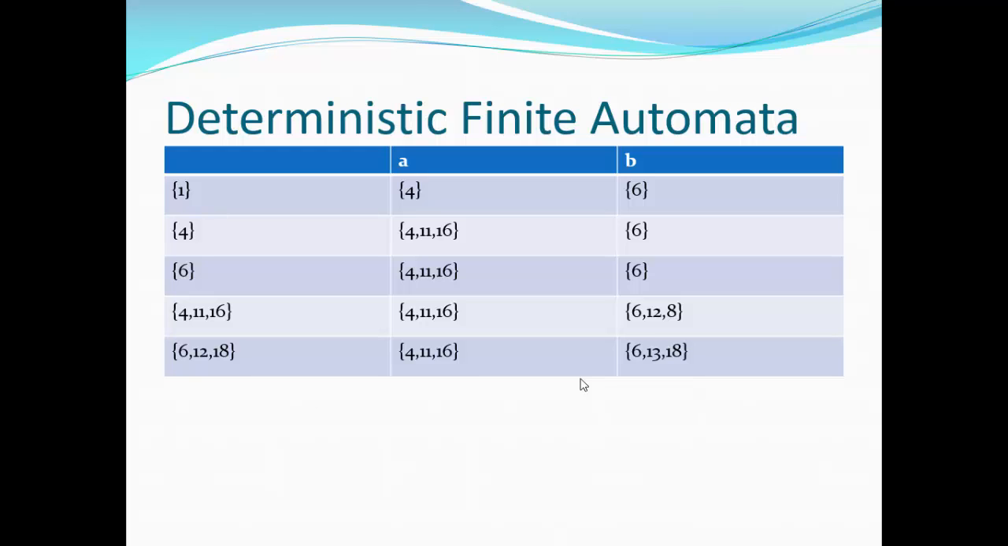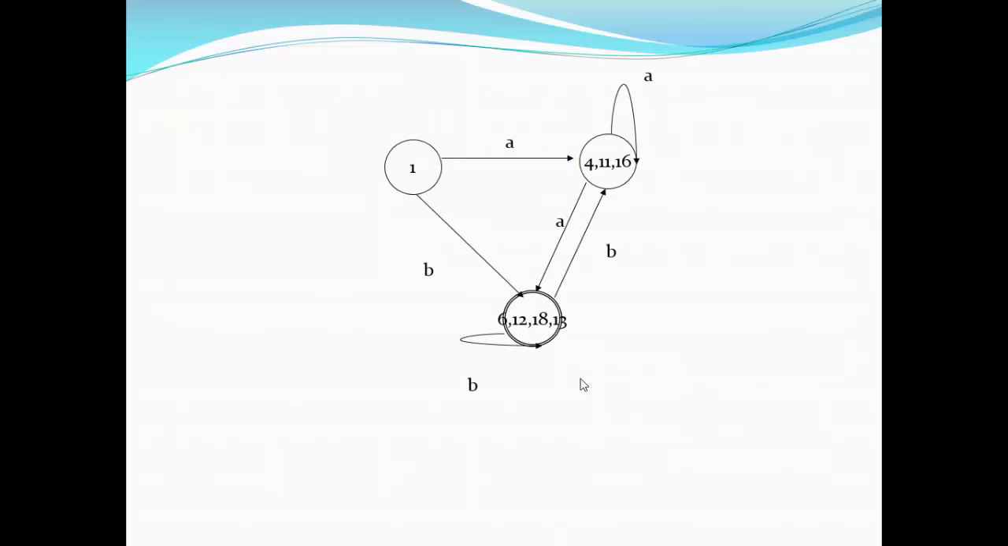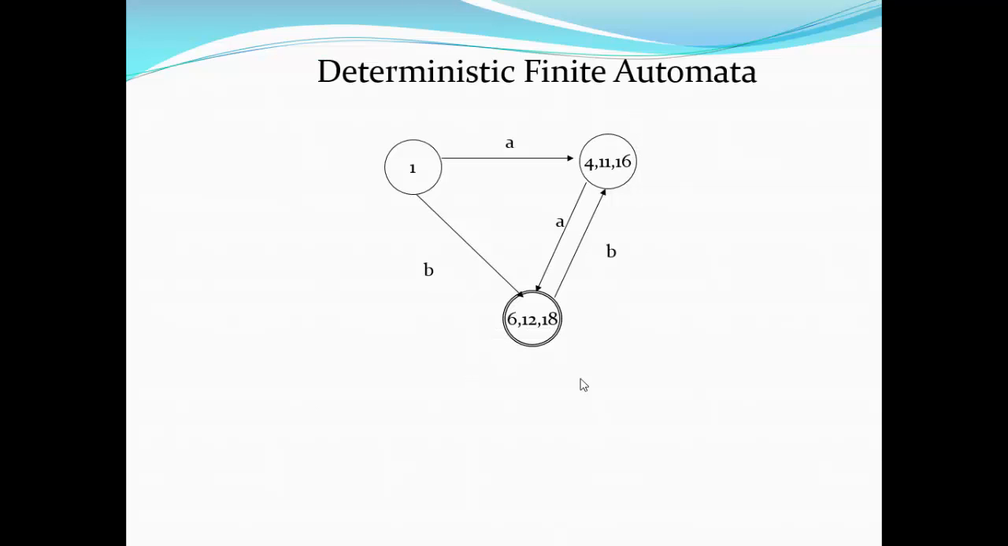By using this table, we are going to draw a diagram. This is a diagram of how it is connected, 1 to 4, 16, and 6, 12, 18, 13 is the final state. By this there are some modifications, and we do this to find the deterministic finite automaton. This is the final diagram for our given expression.